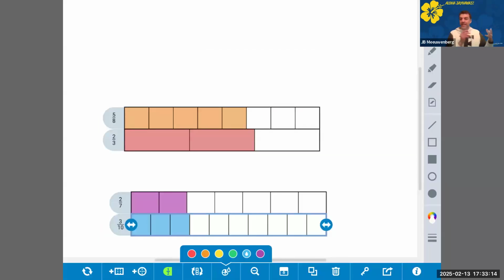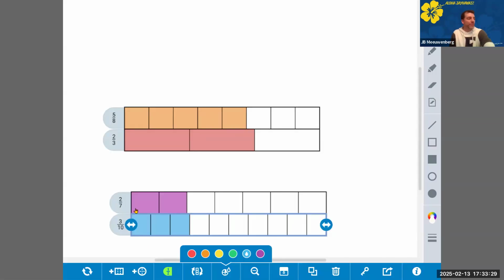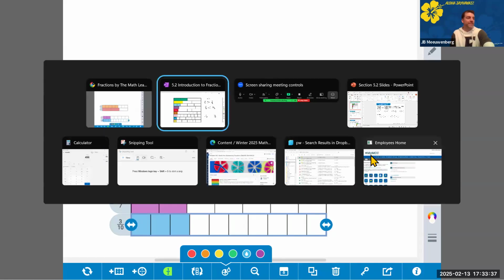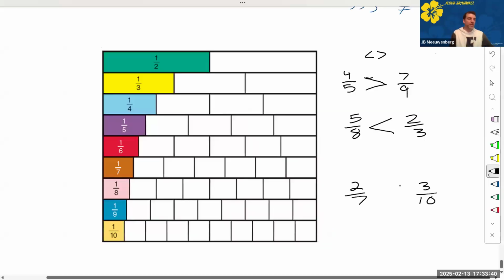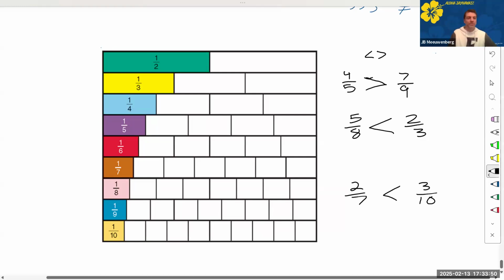I went ahead and did this in that application. And you can see this is a picture of 5/8 compared to 2/3, which means 2/3 is going to be greater than 5/8. So our arrow will point that way. And when we compare 2/7 to 3/10, you can see the blue 3/10 are slightly bigger than the 2/7. So that will be 2/7 is less than 3/10. So these visuals, these bars are an excellent way to demonstrate this and for students to start to picture the differences here.